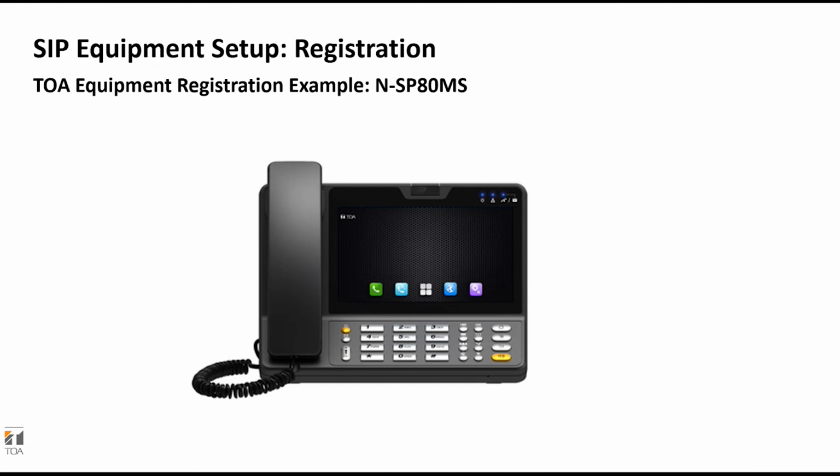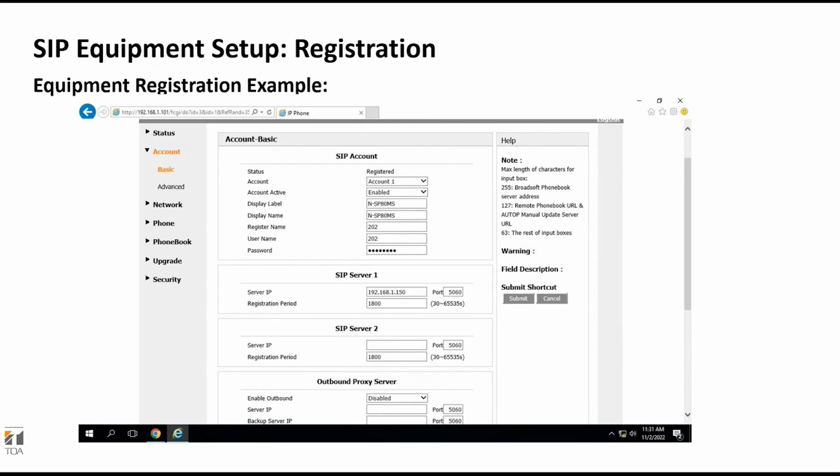For this example, I will use the NSPAT-MS, which is the SIP master station from TOA. To set up the master station, you will need to navigate to the browser of the device and go to the account and basic menu. This menu will show you the drop-down menus and the boxes you need to fill out with the SIP credentials that you have so that the device can register with a SIP server. The master station is able to handle 2 accounts, and you can also enable and disable this.